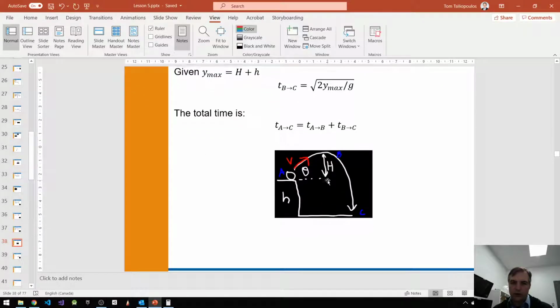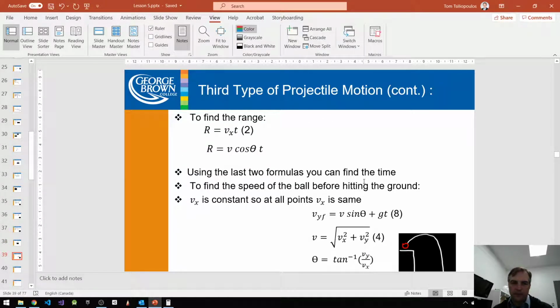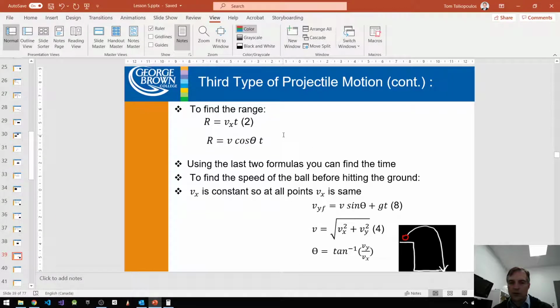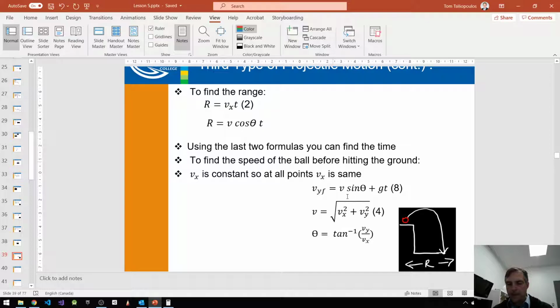And those are the equations that are useful for us in this third scenario. To find the range, again, we do the exact same thing: Vx times time, where Vx is equal to V cos theta, where cos is related to x, right? And we can also find the final velocity. We can take the initial velocity times sine theta plus gt, and then once you find the final velocity, you can split it off and find out what the component velocities are.